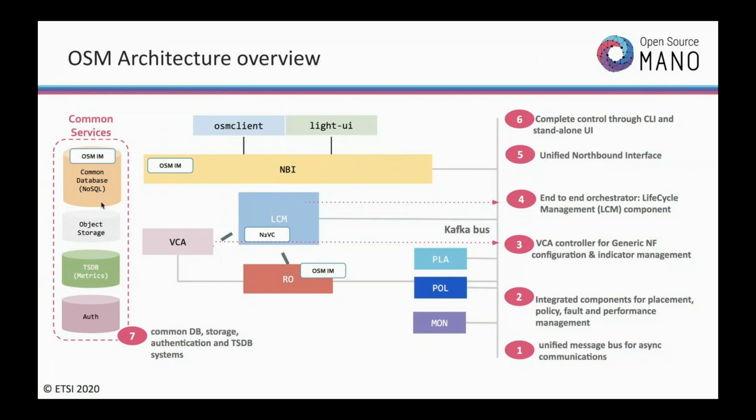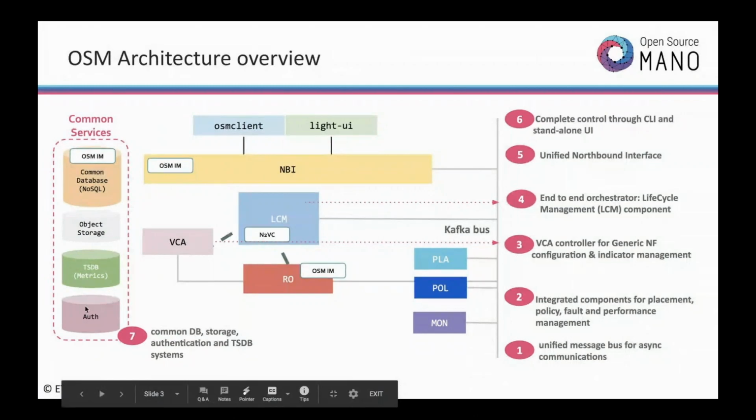We have the databases. We're missing here the MySQL database, which is one shared by many of these components. We have the NoSQL database, which is provided by Mongo. We have object storage. Depending on the implementation, it uses the file system or can use an external storage system. We have Prometheus as a time series database, so everything that MON collects goes to Prometheus and is stored there.